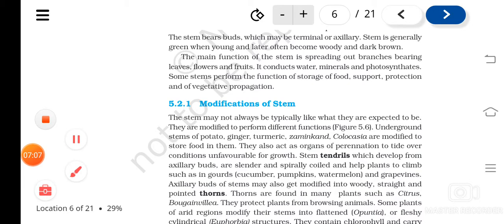So for example, potato, ginger, turmeric, colocasia, etc. are what? Stem modifications for food. So how will you consider potato as a stem? Because they are also having nodes and internodes. So from the nodes only the buds arise. Okay. So like this, they are also stems, and they are modified for the storage of food, isn't it?